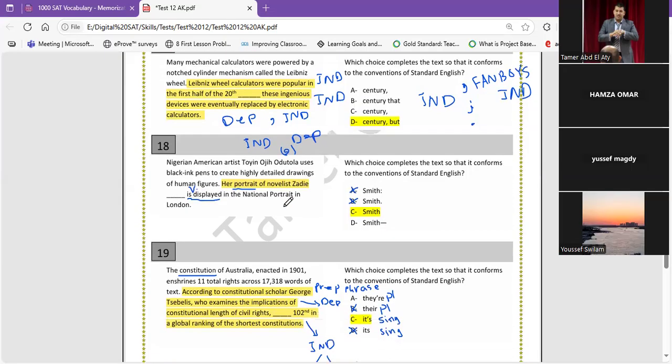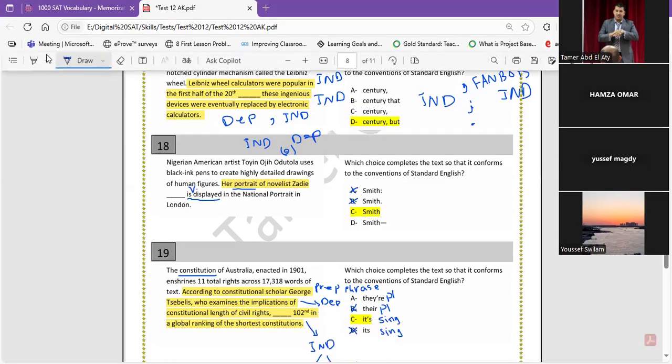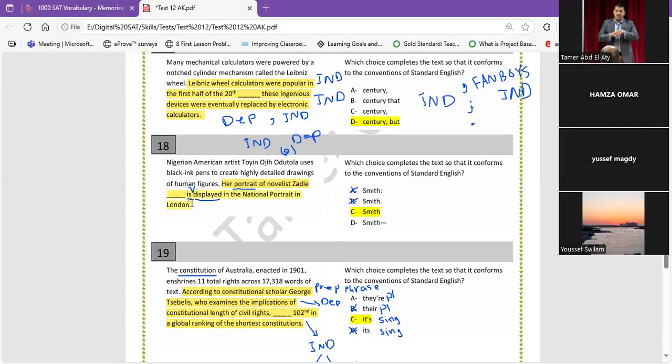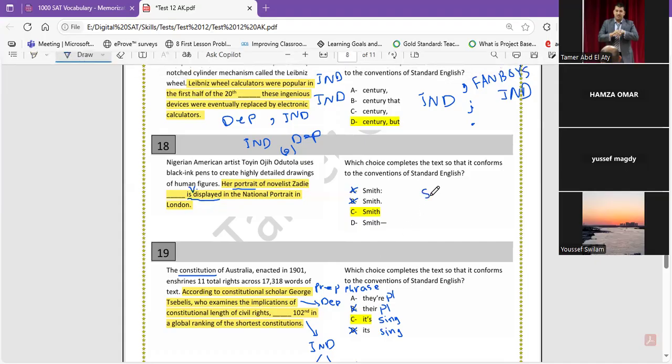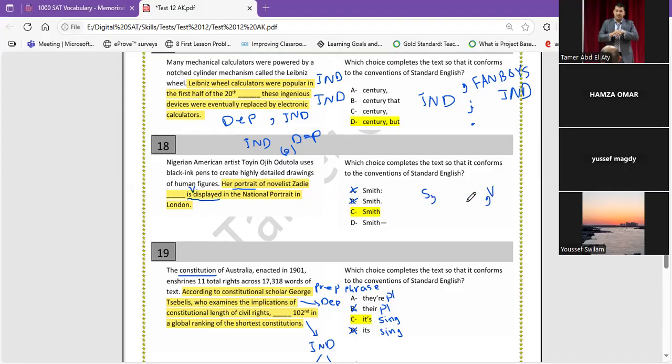Okay, the next question, again, it's boundaries. Domain 4, we're still in domain 4, second skill. He said, her portrait, the subject, of novelist Zadie is displayed, the verb. Okay, do you remember when I told you after the subject nothing, before the verb nothing? I'm going to write it here again. After the subject comma, before the verb comma, but we have to have something between them. After the subject dash, before the verb dash, and between them something. After the subject nothing, before the verb nothing, and between them something. So here is going to be the answer.